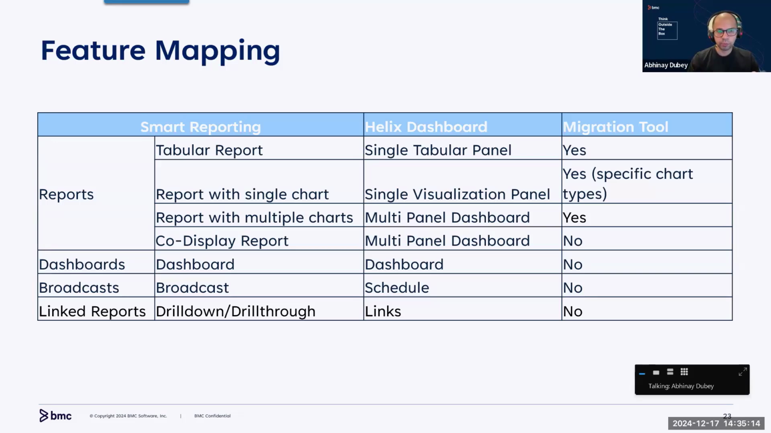A report which has multiple visualizations or co-display report or a dashboard all map to a Helix dashboard which has multiple panels on it, right? Next, we have broadcasts, which map to schedules, which work very similar. So there's a one-to-one mapping there. Drill down, drill through, these are called links. But you would also notice some of them are supported by the migration utility and others are not. For visualizations, there is a conditional support, and that means it depends on the type of visualization you are using. That we'll see in the next slide.